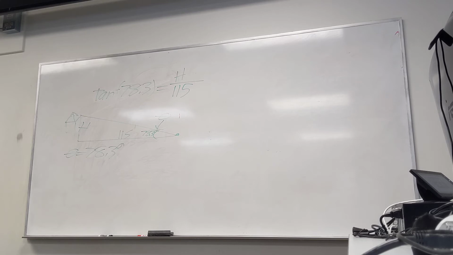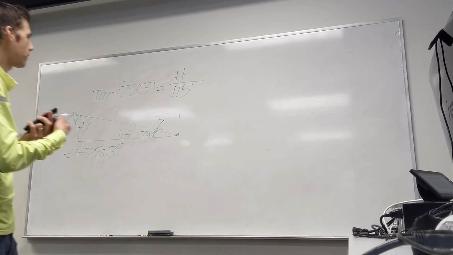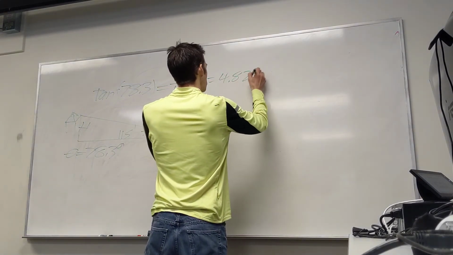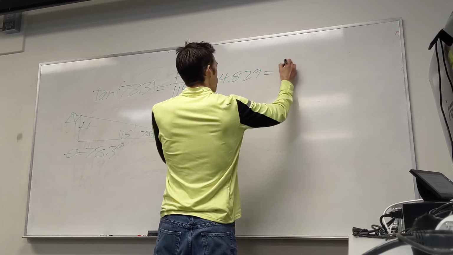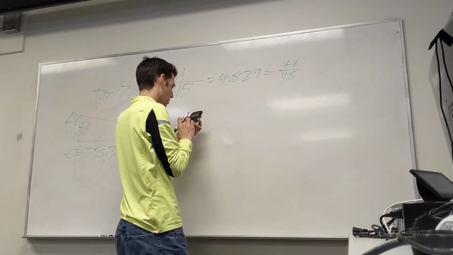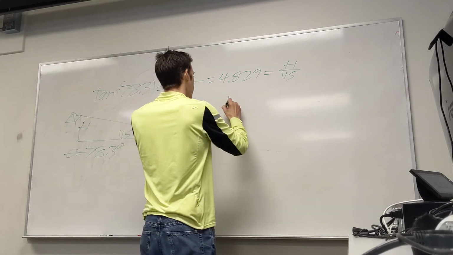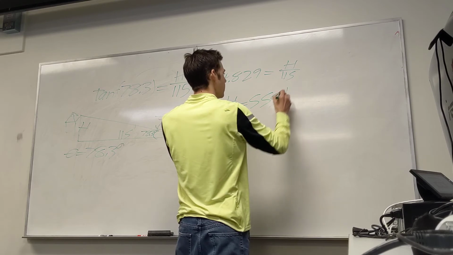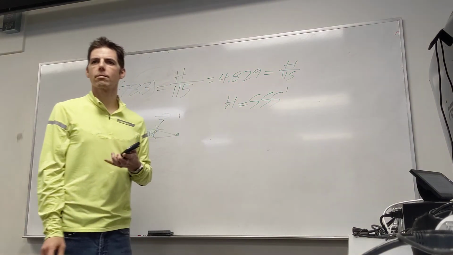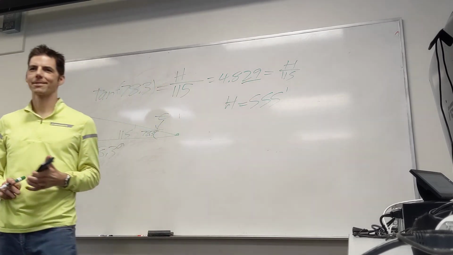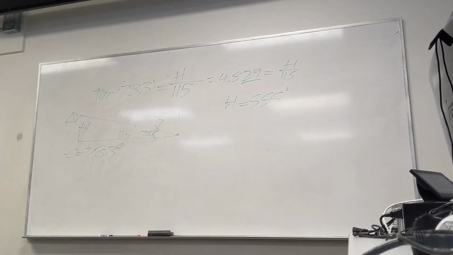And then you get 4.8. Yeah, I get 4.829, right, is h over 115. So you multiply both sides by 115, and you get height equals 555 feet, right? What'd you get? 552. And so you round it off. You're gonna be off by a hair, right?